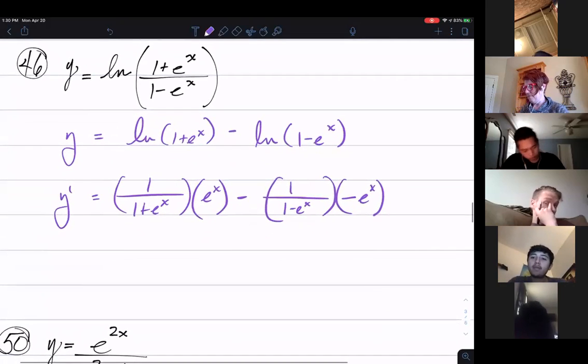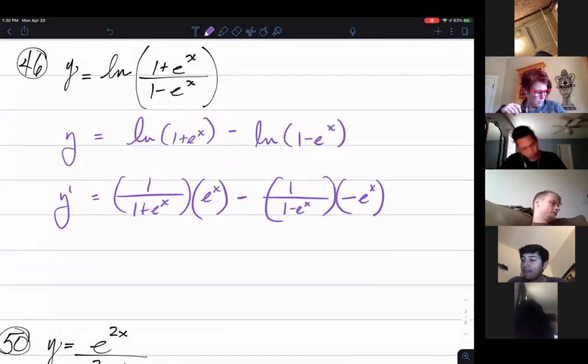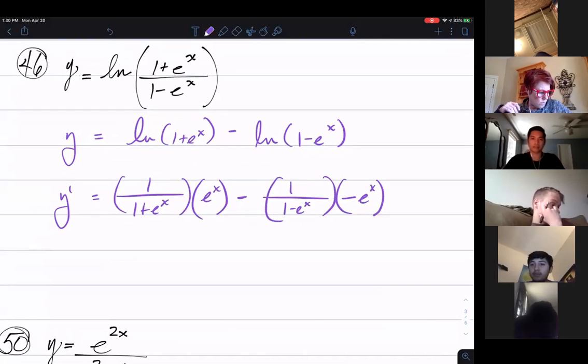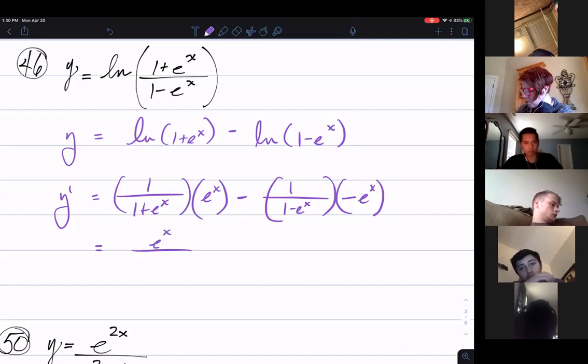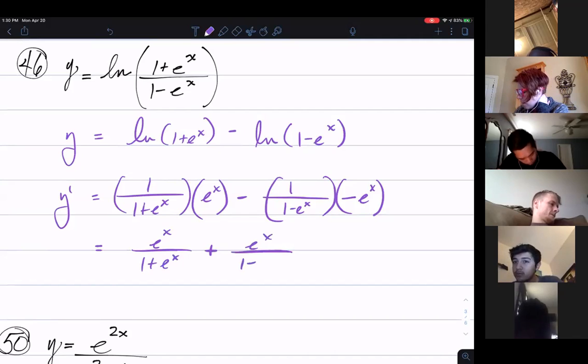Okay. All right, can we clean this up a little bit? Yes. So what are we going to do to clean it up? Factor out a negative e to the x, right? Can you just multiply the fractions first? Or don't they cancel out? Okay, let's multiply the two pieces of each fraction together, and then we'll talk about canceling and factoring and all that other kind of stuff. So this is going to be e to the x over 1 plus e to the x, plus, because I have two negatives there, e to the x over 1 minus e to the x.